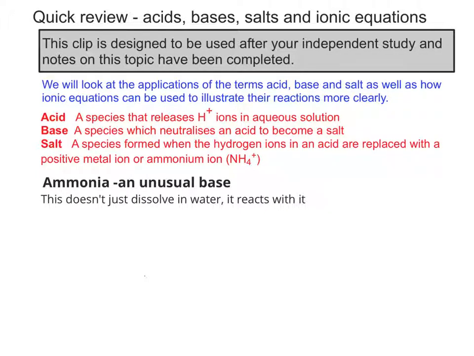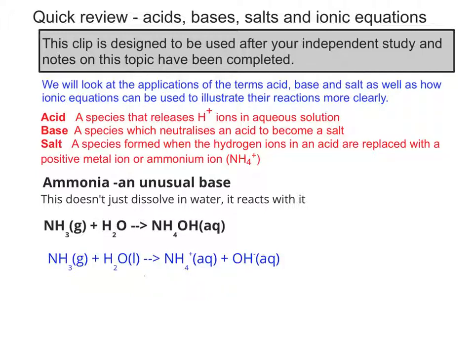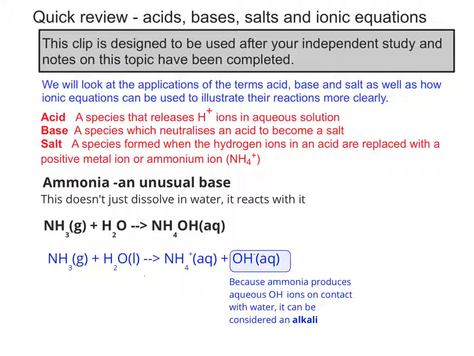Ammonia is slightly different to other bases because it doesn't just dissolve in water, it actually reacts with it. So if you bubble ammonia gas through water, it forms ammonium ions and hydroxide ions. So we call it ammonium hydroxide. But in reality, here's what's happening. So I suppose really what we should say is the simplest ionic equation is something like that. So it follows on from that if ammonia produces aqueous OH minus ions when it comes into contact with water, it can therefore be considered an alkali.